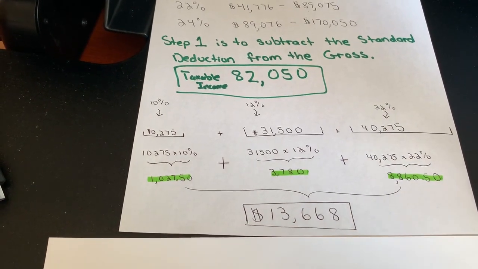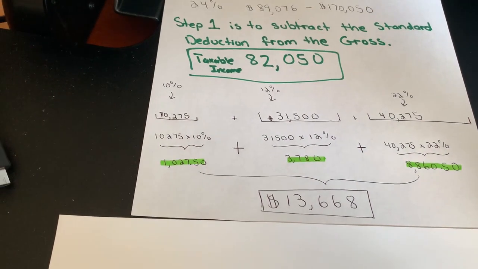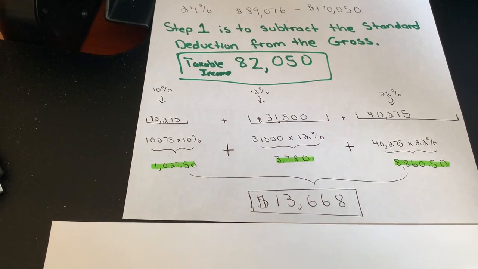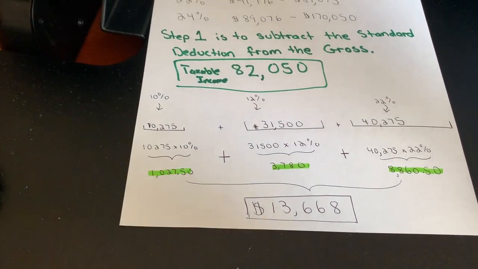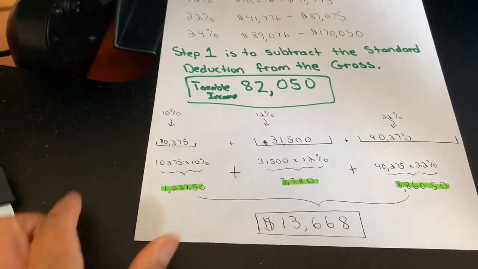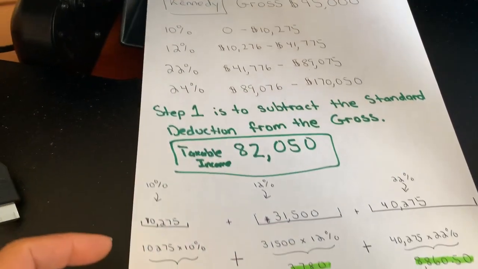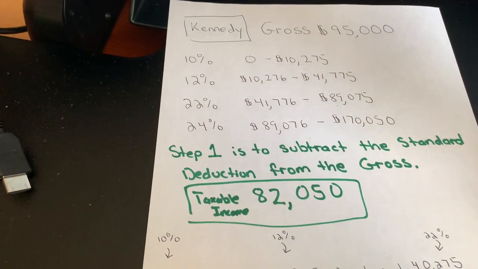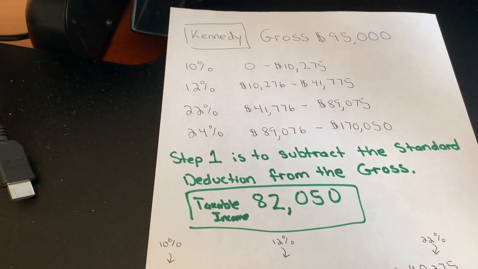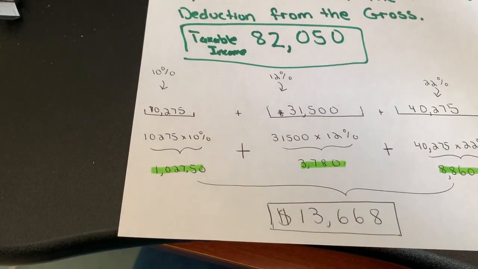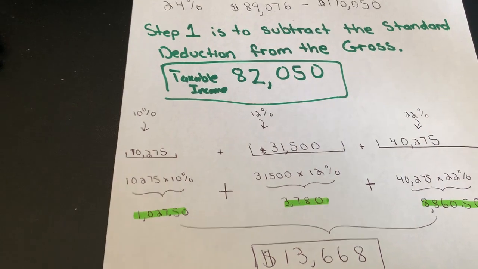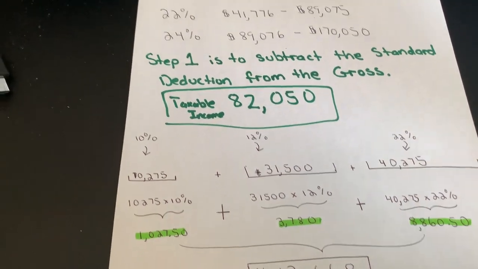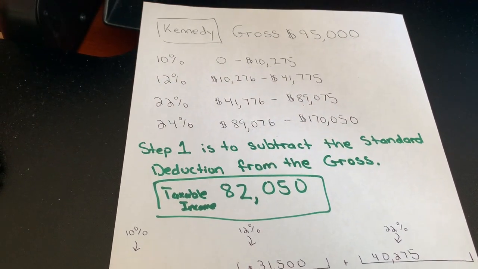So for Kennedy, you should have $13,668 in taxes. There he goes. So if this is more than he paid the government, then he should be due a refund. If this is less than what he paid the government, he'll be writing the IRS a wonderful check for the difference. So hopefully that is okay for people.